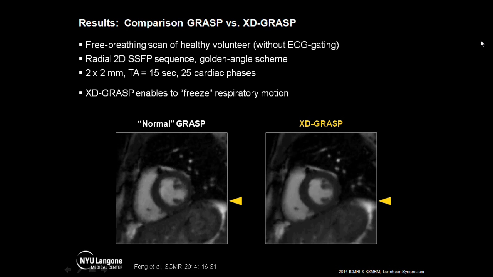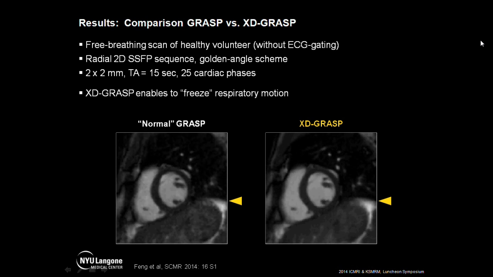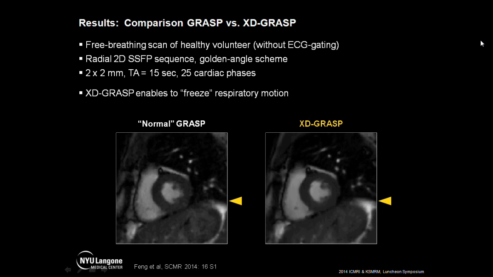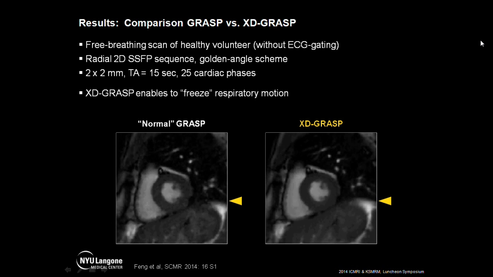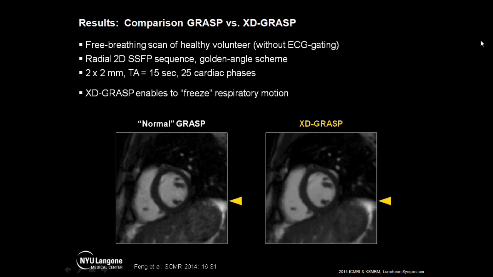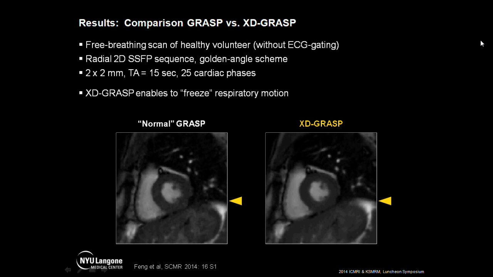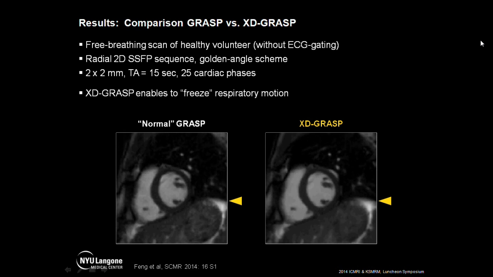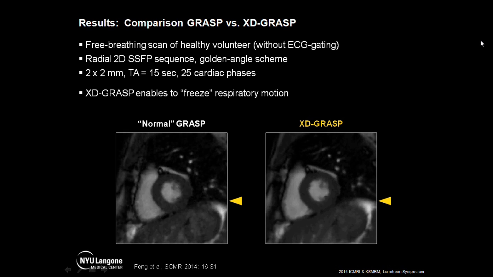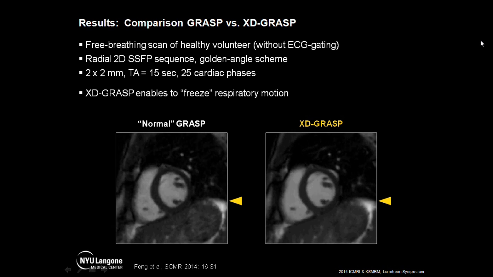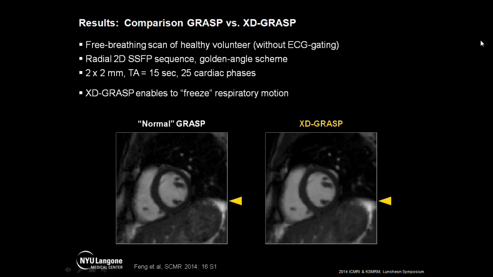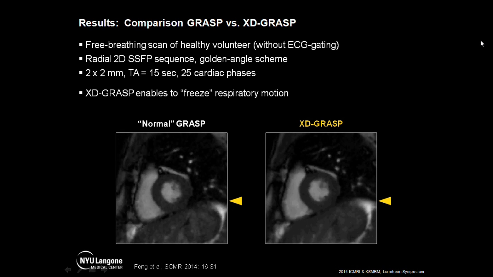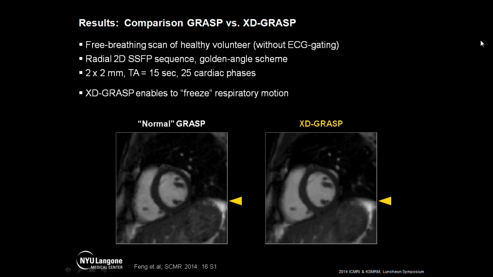With XD-GRASP, we now have these additional parametric dimensions, and this allows us to look at the data at a certain respiratory state. In this way, we can virtually freeze the respiratory motion. So we can acquire the data during free breathing, and then after the reconstruction, we can freeze the respiratory motion by looking at the data at a certain respiratory state. And as you can see on the right side, there's no visible respiration anymore.